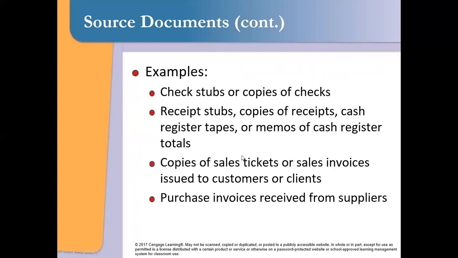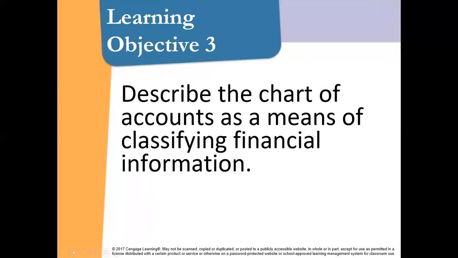So here are some examples of our source documents: check stubs or copies of checks, receipt stubs, copies of receipts, cash register tapes, memos of cash register totals. That would typically be in things like sales, right? Copies of a sales ticket or a sales invoice issued to a customer or client, and purchase invoices received from suppliers. So if you buy something, they'll send you an invoice saying, hey, you purchased this on account, you have to pay us, and this is how much you owe us.